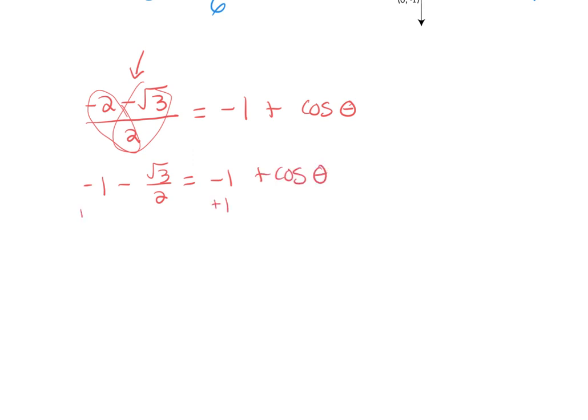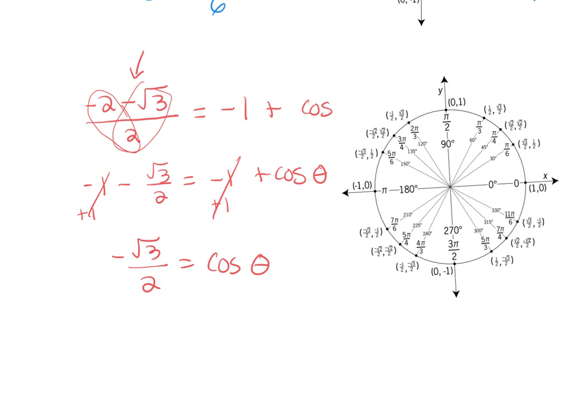And then if we add 1 on both sides, the 1's just cancel out. So now I just have cosine of theta. So what radian gives you negative square root of 3 over 2? So cosine is negative square root of 3 over 2 at 5 pi over 6 and 7 pi over 6. So theta equals both of those values, 5 pi over 6 and 7 pi over 6.